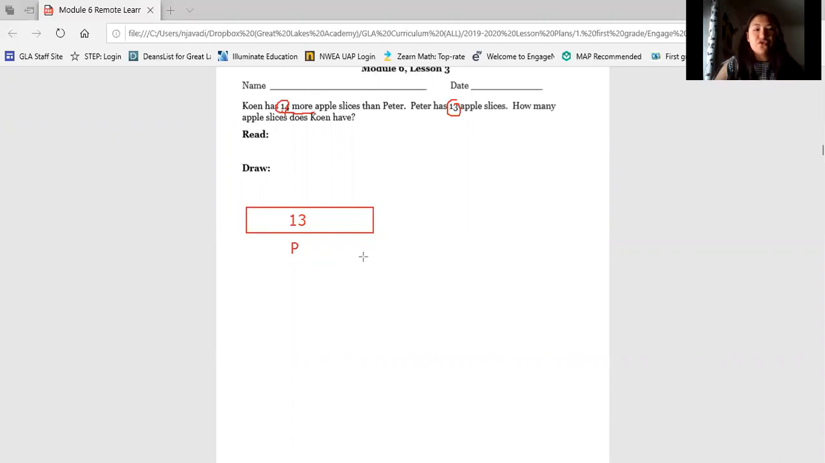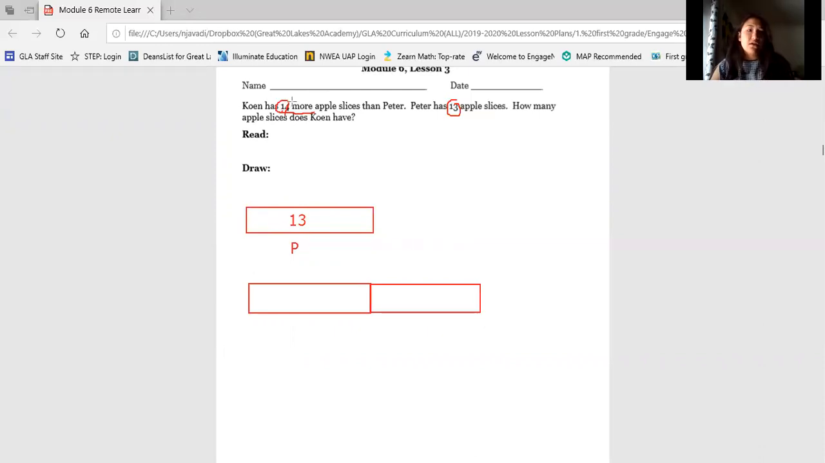So I'm going to draw the part that we know that Cohen has, which is the same amount as Peter, plus 14 more. So now I'm going to add a part on to show 14 more. So that tells me that Cohen has the same amount as Peter, that's 13, and an additional 14 as well. And I'm going to label this whole tape down here K for Cohen.